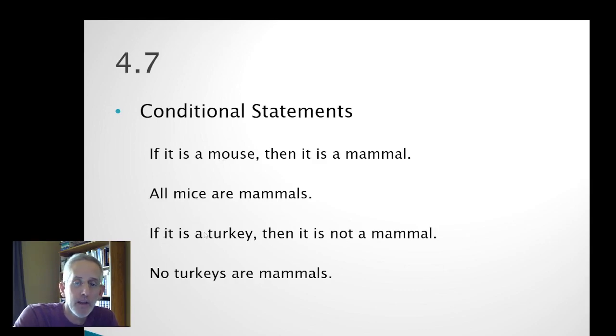If it's a turkey, then it's not a mammal. We're making a claim about every single turkey, and we're making a claim about every single mammal. So the only way we could translate that accurately would be to use the quantifier no. And so, no turkeys are mammals, because we'd be making a claim about every member of the turkey class and every member of the mammal class. So remember, conditional statements are always translated in universal form, either an all or no quantifier.